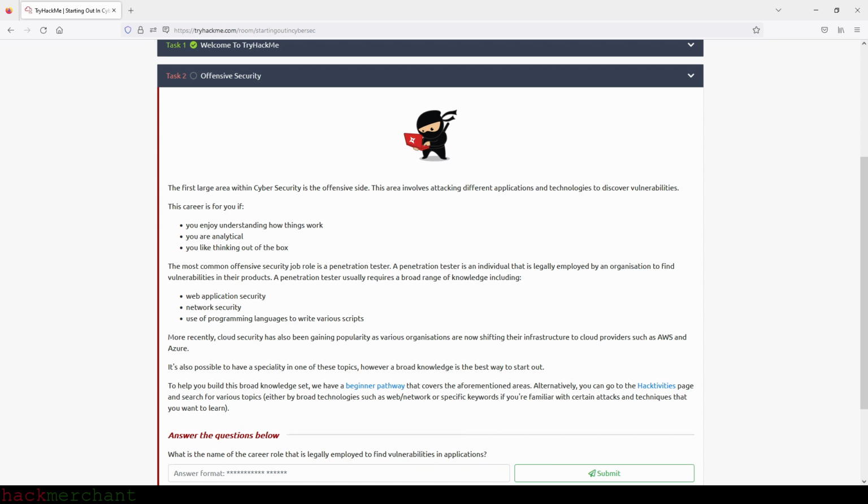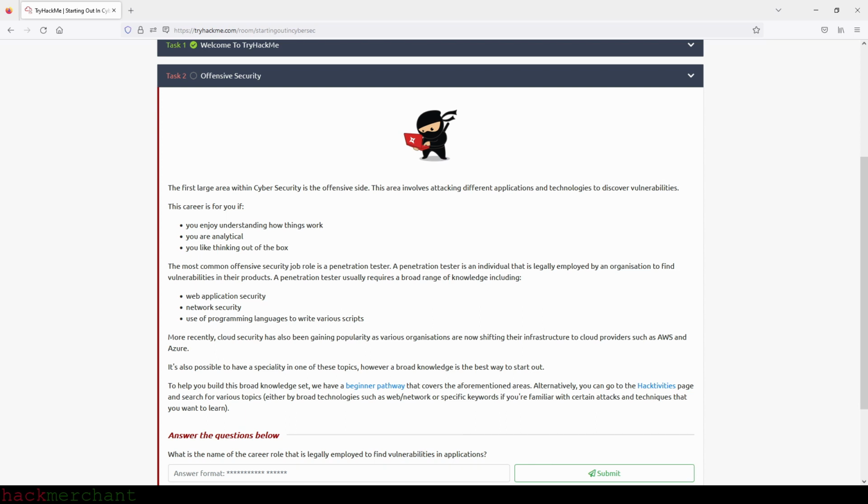A penetration tester usually requires a broad range of knowledge, including web application security, network security, and use of programming languages to write various scripts. More recently, cloud security has also been gaining popularity as various organizations are now shifting their infrastructure to cloud providers such as AWS and Azure. It's also possible to have a specialty in one of these topics. However, a broad knowledge is the best way to start out.